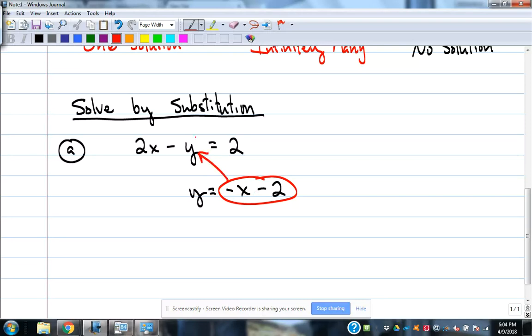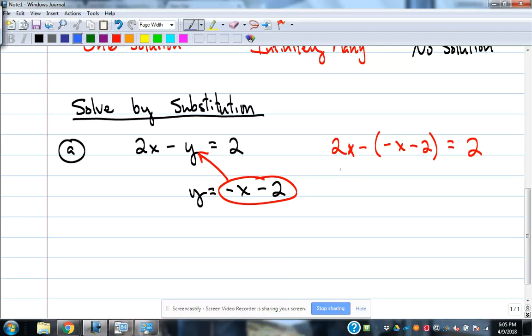Okay, so with substitution, we would replace y with negative x minus 2, so that would give us 2x minus parentheses negative x minus 2 is equal to 2. So it gives us an equation that has how many variables in it now? Or what variable in it now? There's a better way to ask that. It's only got x in it, right? So that's easier to solve than one that has x and y in it. Because all we've got to do is get x by itself, and we're done with that part of this equation.